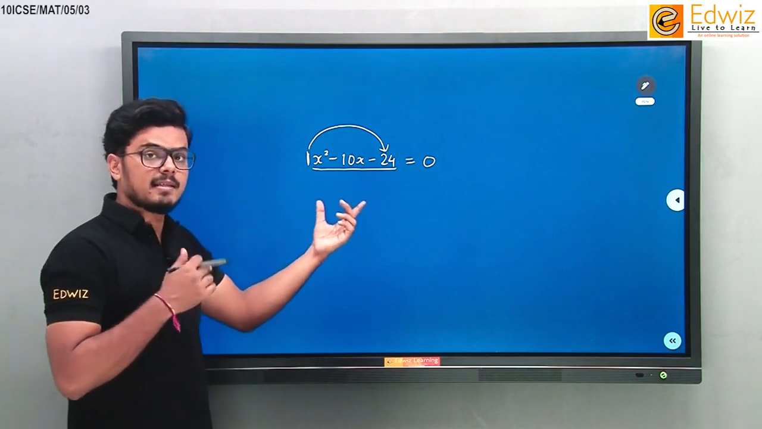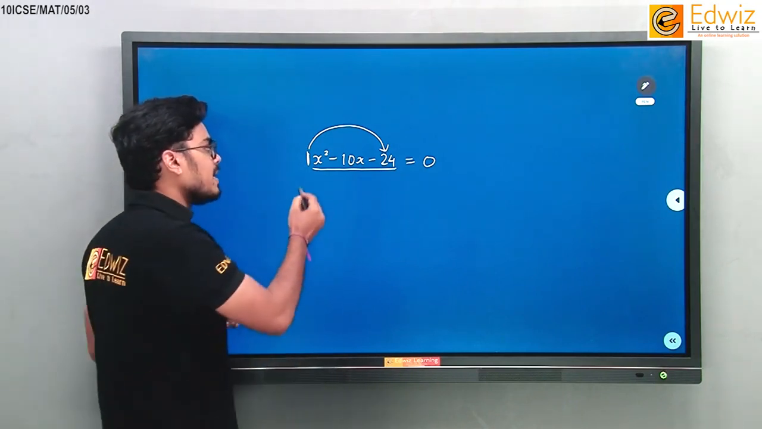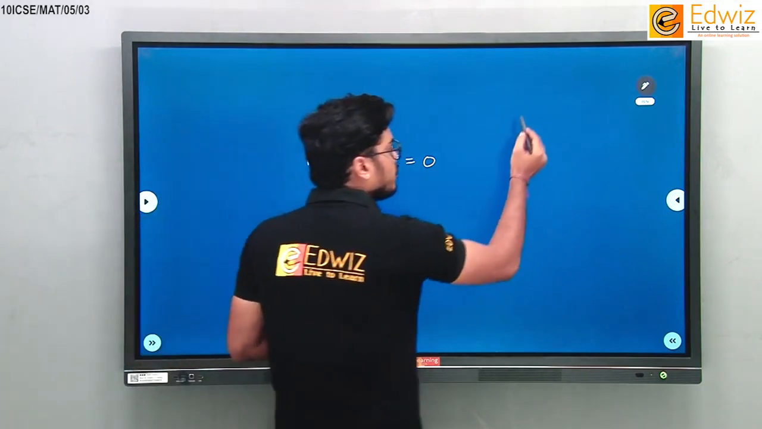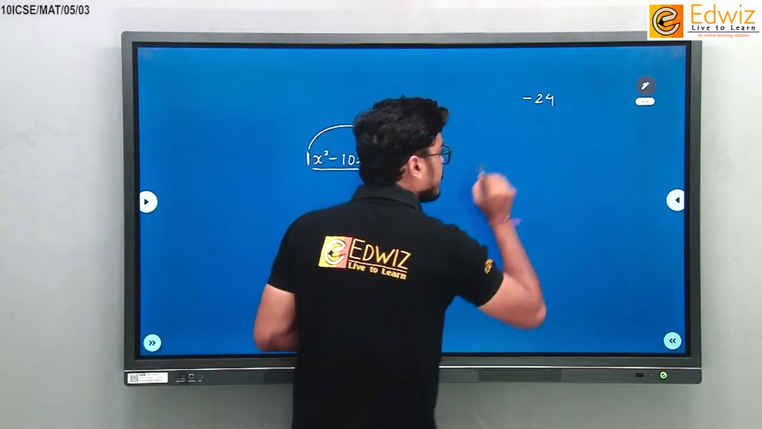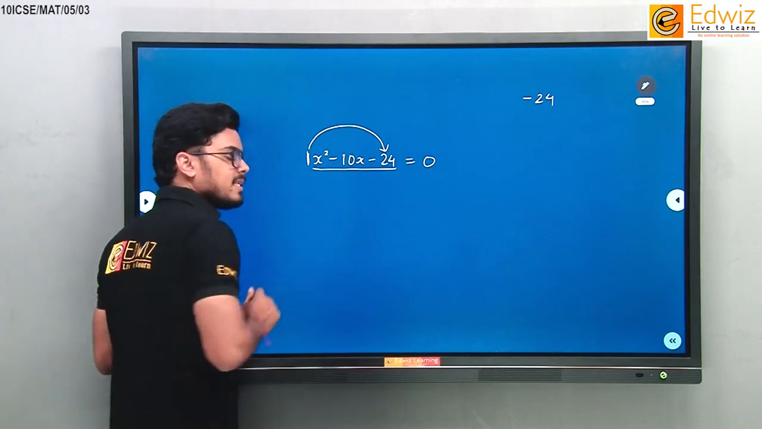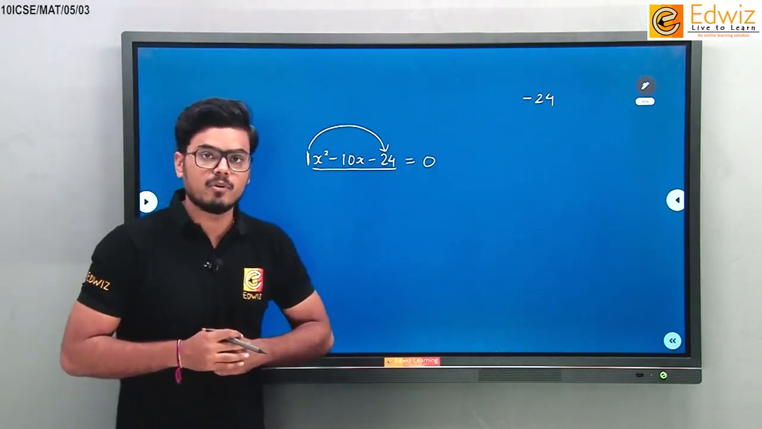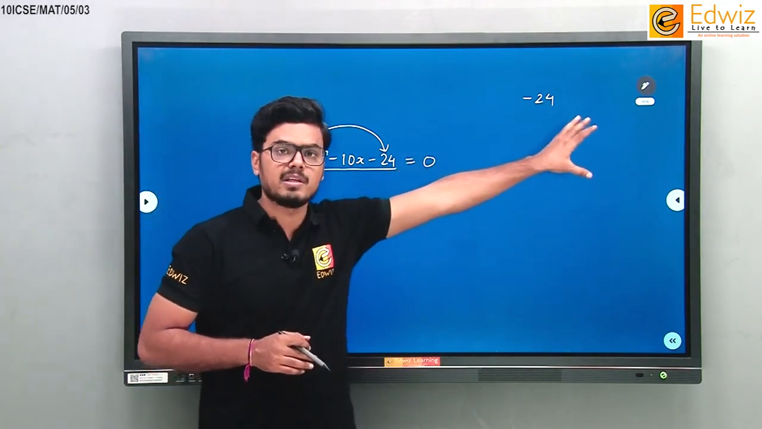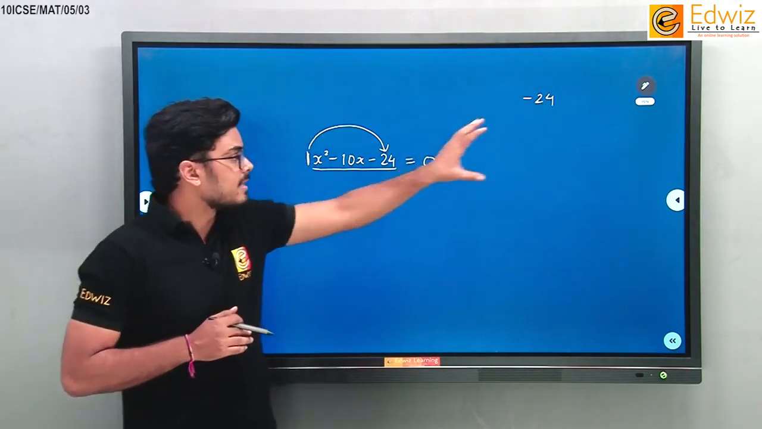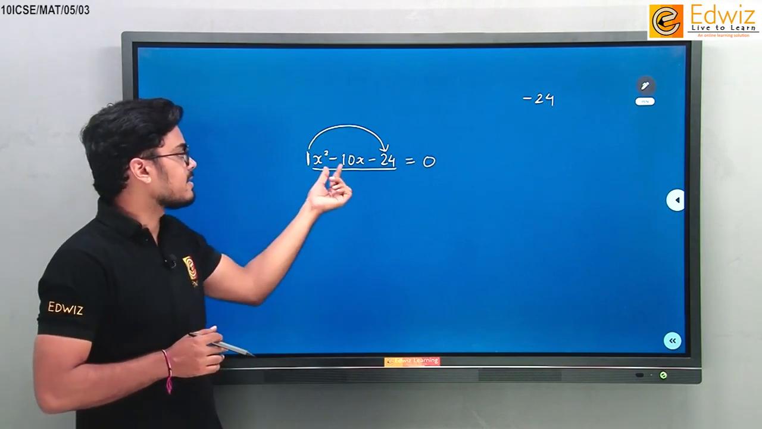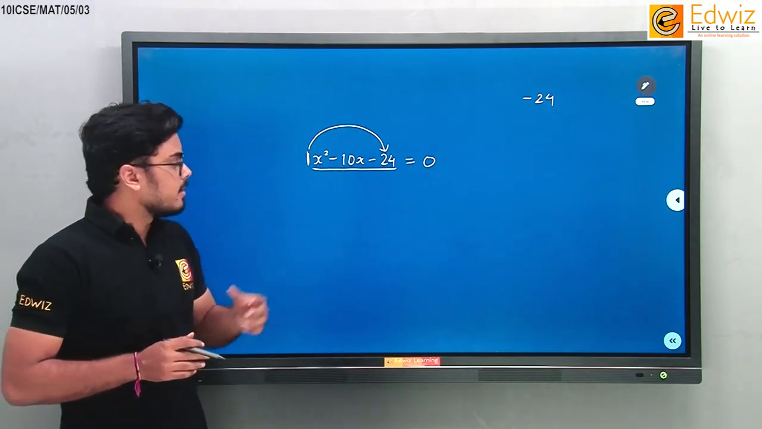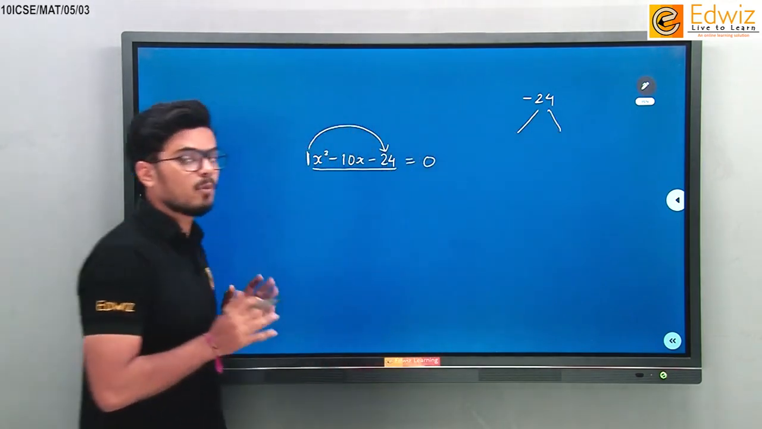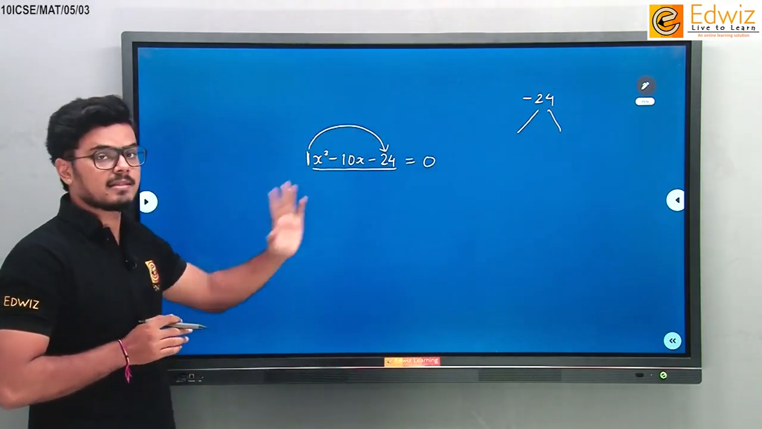Now, once it is in its standard form, the first step is to multiply the coefficient of x square with the constant term. So you will get minus 24 here, correct? 1 into minus 24 is minus 24. After this, you have to find two factors of minus 24 in such a way that the sum of those two factors is minus 10. Okay, factors of minus 24 in such a way that the sum of both factors has to be minus 10.